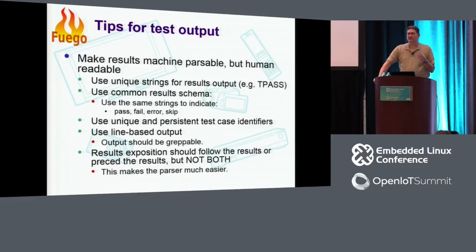So you want unique strings for the results output. You want a common results schema. Again, you don't have to make up your own. There are schemas out there. Just use one of the existing ones. Use unique and persistent test case identifiers. I've got a whole slide on that. Use line-based output so you can grep it.